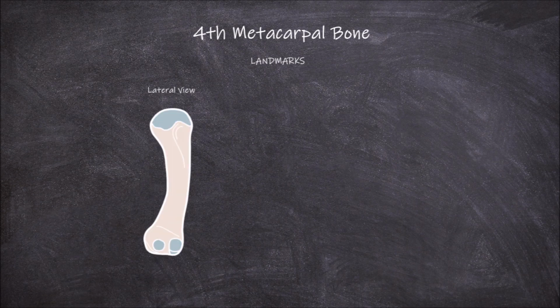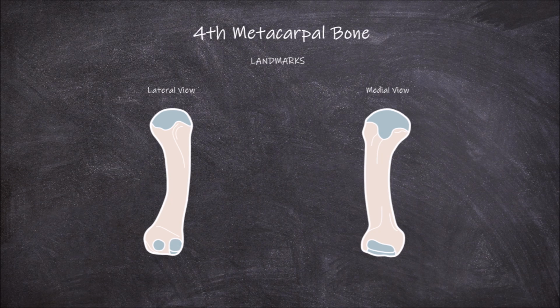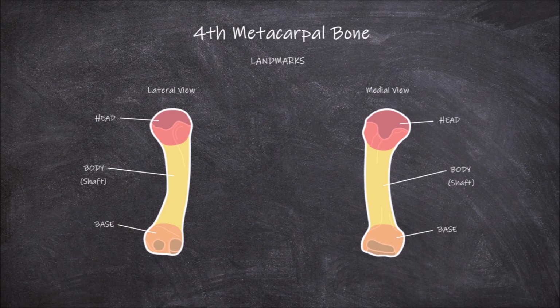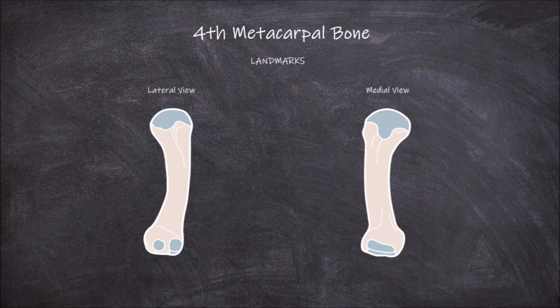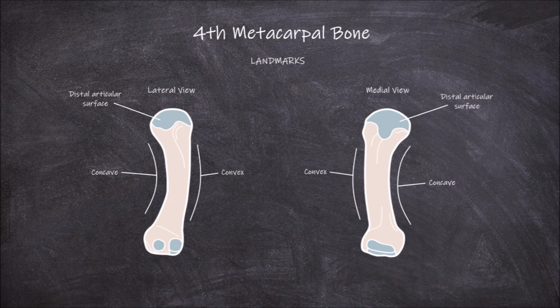Here we have the lateral view and the medial view of the right fourth metacarpal bone. This bone has three regions, a head distally, a base proximally, and the body, also known as the shaft, in between. This metacarpal is both thinner and shorter than the second and third metacarpals. The distal surface on the head of this bone has an articular surface for articulation with the fourth proximal phalanx. The shaft is concave on the palmar surface and convex on the dorsal surface.